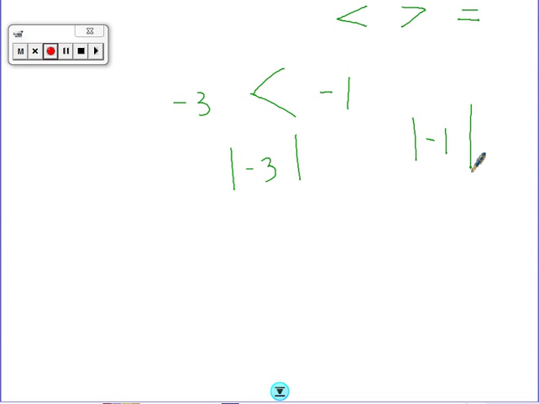Which one's bigger? -3. The reason why is the bars are called absolute value. So, absolute value is telling us the distance a number is from 0. It has nothing to do with positive or negative numbers. It's just how far this number is away from 0.